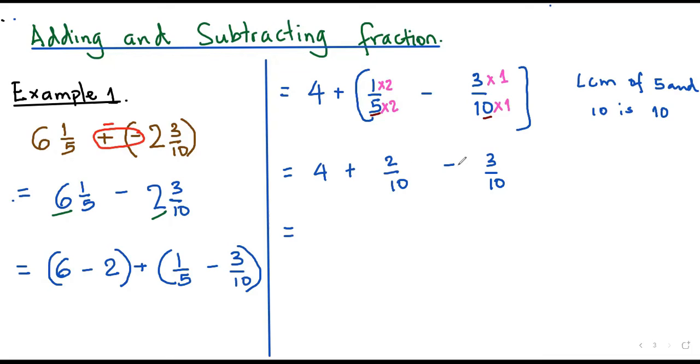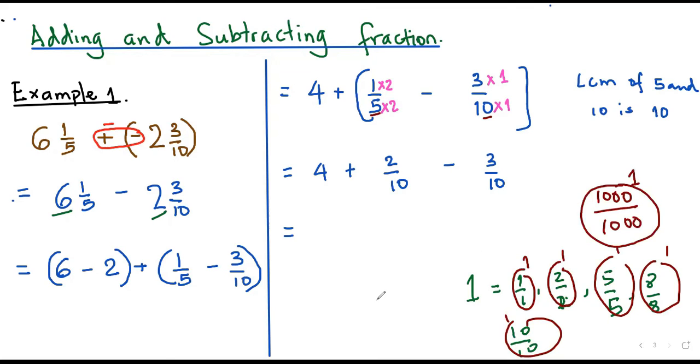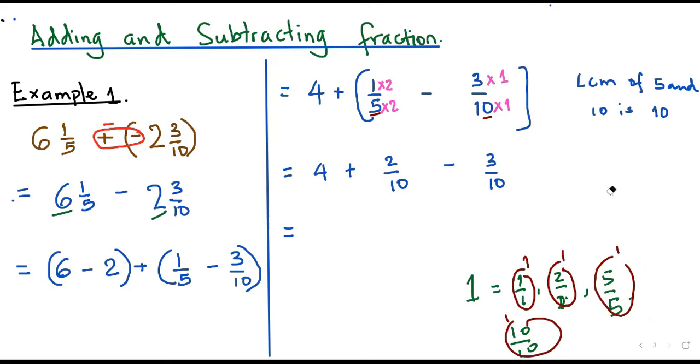We cannot get 2 minus 3. 2 is smaller than 3. Otherwise, we'll get a negative. But now, I want you to note that when we talk about 1, 1 can be 1 out of 1, can be 2 out of 2, can be 5 out of 5, can be 8 out of 8, can be 10 out of 10. Many ways how we can write 1. You understand that? Even if I get 1,000 out of 1,000, still it will be 1. So we can write 1 in many different ways. So I'll show you why I'm telling you that.